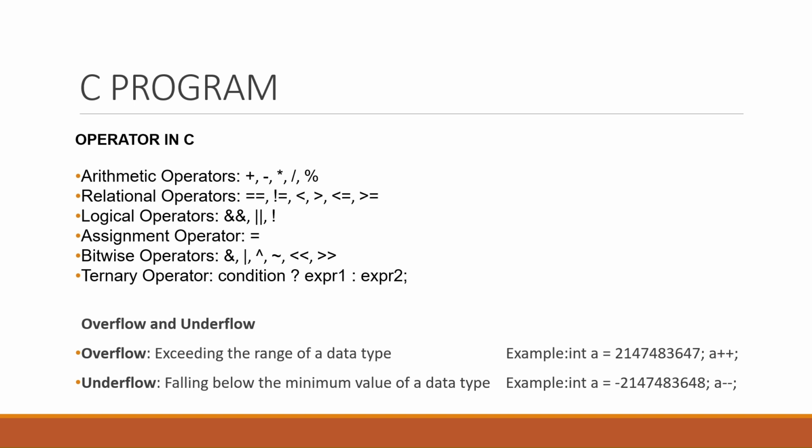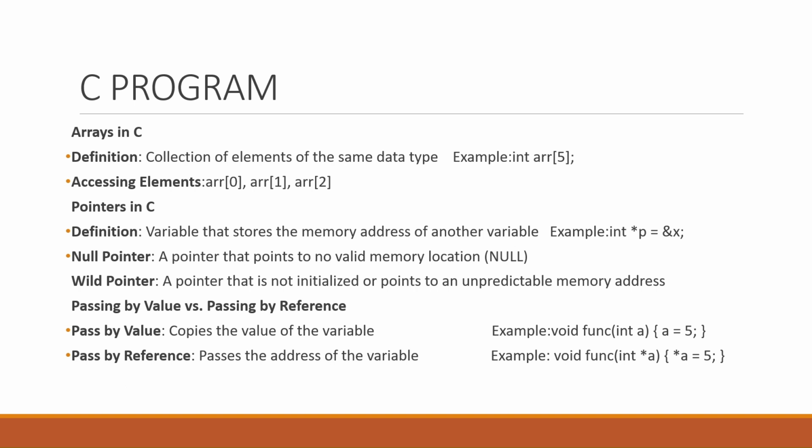Array in C. An array refers to a collection of elements of the same data type like integer, float, and character. Accessing the elements in an array is mentioned below. For example, array of 0, array of 1, array of 2.